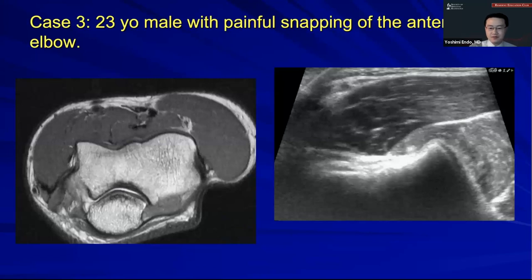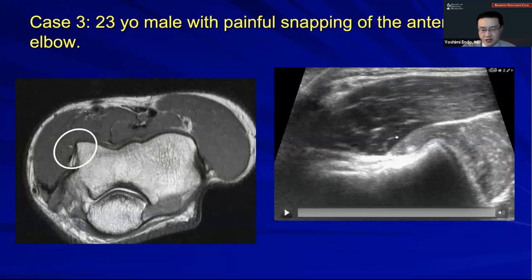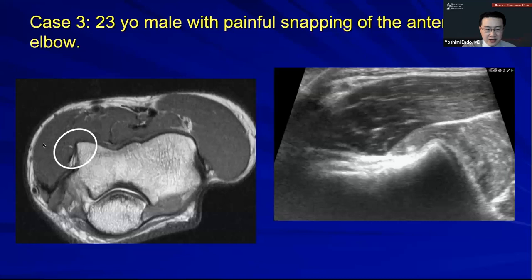Okay, so this is a third case. This is a younger male with a painful snapping sensation of the anterior aspect of the elbow. This is the ultrasound. I'll play this video clip in a second, but we're really only looking at this area of the elbow. This is where the patient was feeling a snapping, and he was able to reproduce it on cue, along the anterior medial aspect of the elbow.